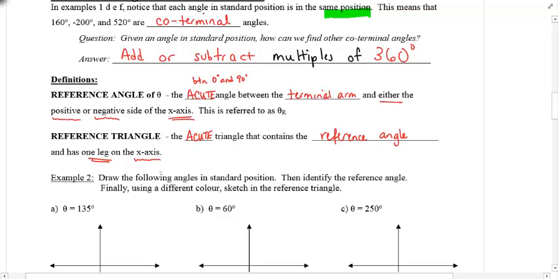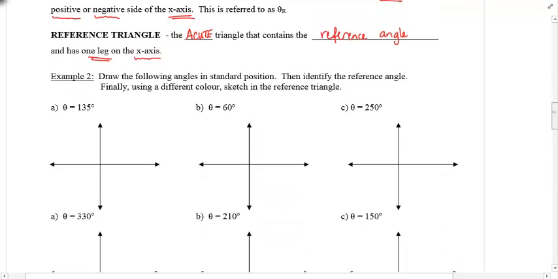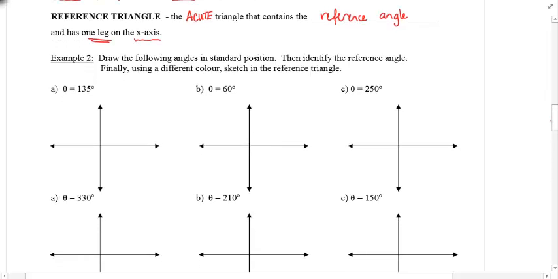So once again, let me try to draw a few of them for you here, and I'll let you practice again. So it says, draw the following angles in standard position. That you should know how to do. Then identify the reference angle. That will be new. And then using a different color, sketching the reference triangle. That is also new. So 135 degrees.